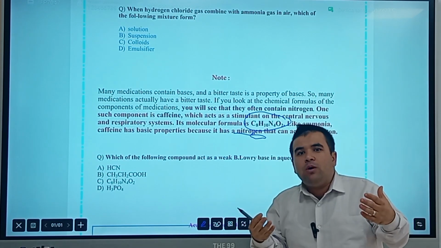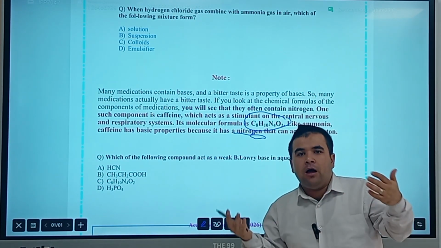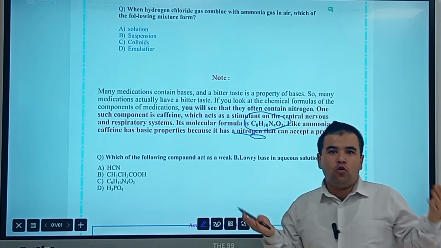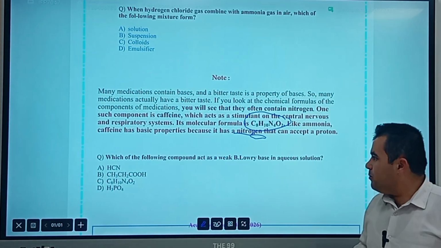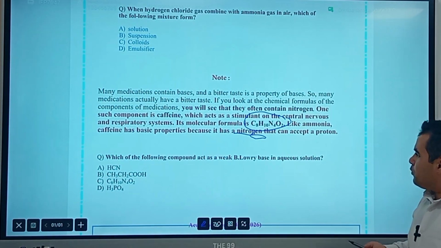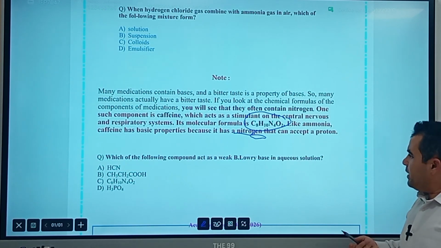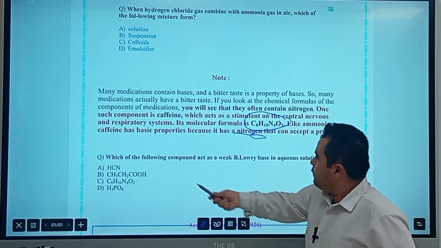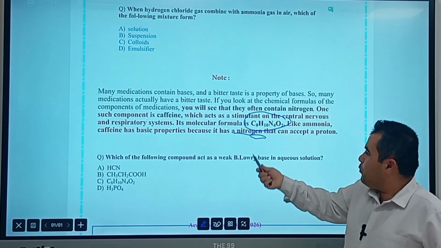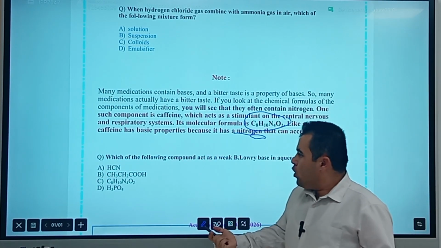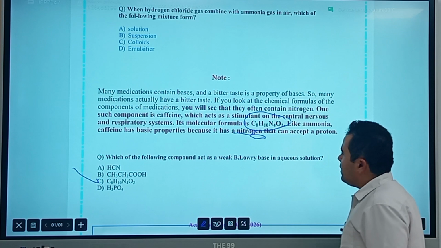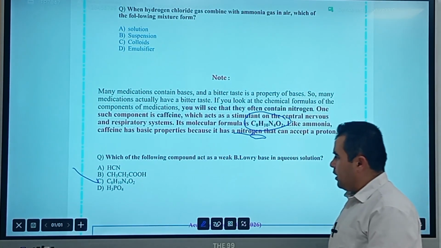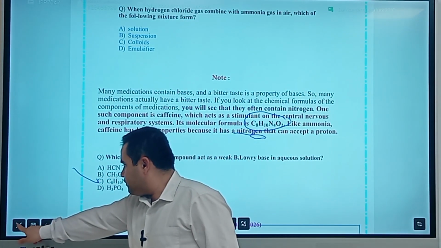So any compound like caffeine, amines, codeine, aniline contains nitrogen. They can be classified as Bronsted-Lowry bases. Which of the following compounds acts as a weak Bronsted-Lowry base in aqueous solution? Of course, C is the correct answer, which is the caffeine, C8H10N4O2.